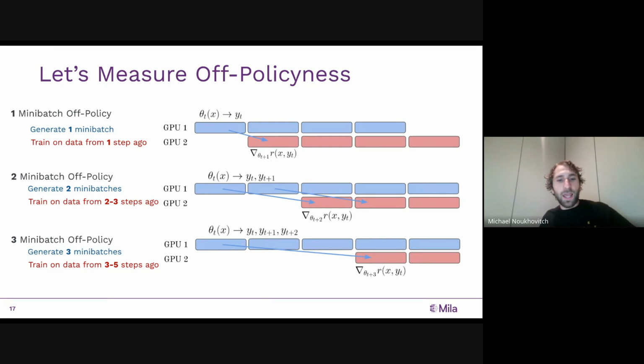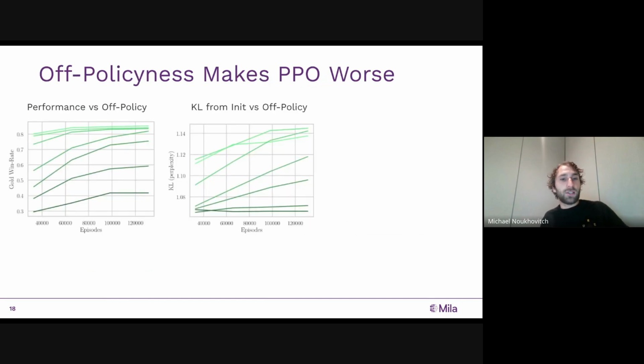And when we look at the performance versus the level of off-policyness, what we see is a little bit of degradation. That light green line all the way at the top, on the left, is our most on-policy setting, one mini batch off policy. And as we get darker and darker green, we see worse and worse performance, and that's more and more off policy. The second graph is the KL from initialization. You can think of that as the distance from the initial model. It can also correspond to alignment tasks, but we don't really need to think about that.